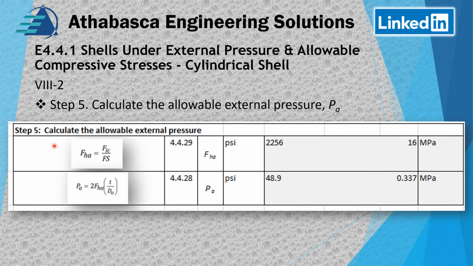So we go ahead in our final step 5. We found our FS, we know our FIC, and then basically we do this, and we basically cut that in half, and then we use FHA, we drop it into here, and then we calculate 48.9 or 0.337 megapascals.